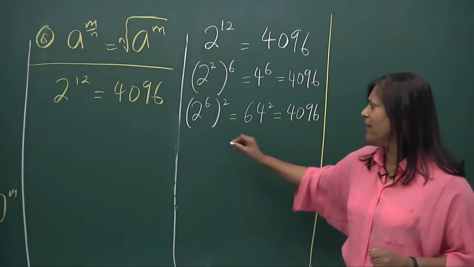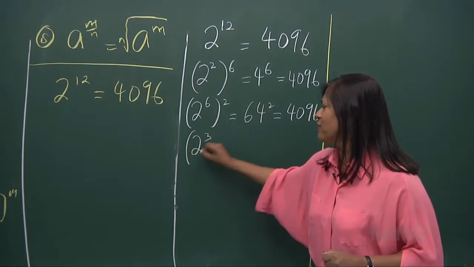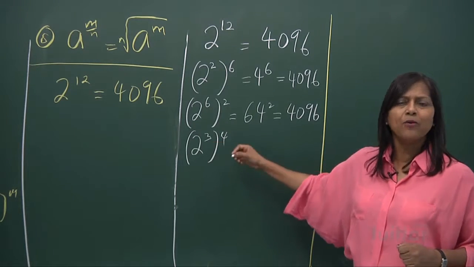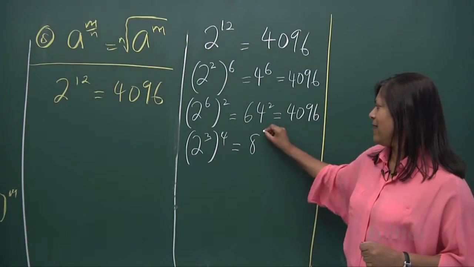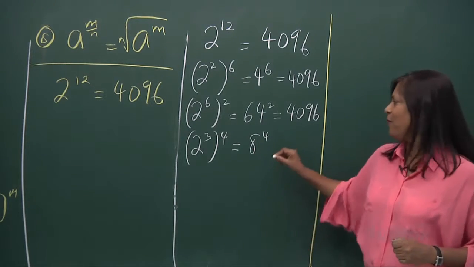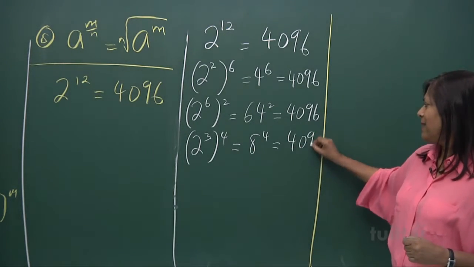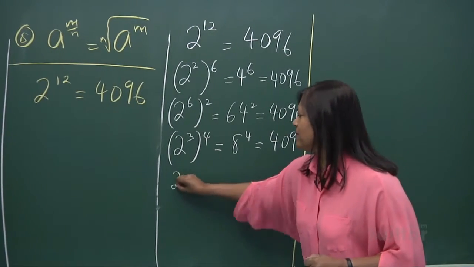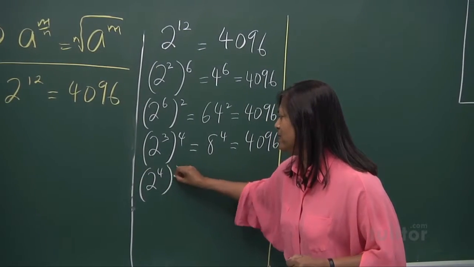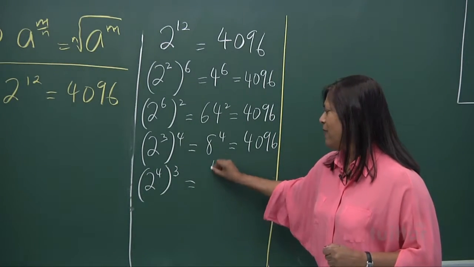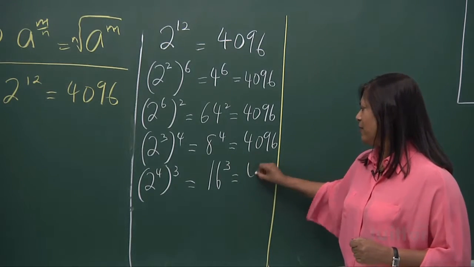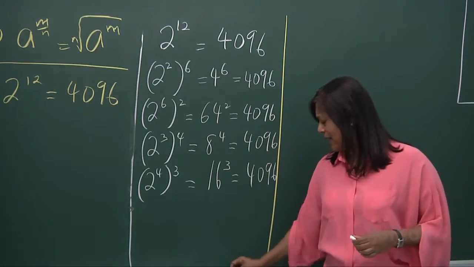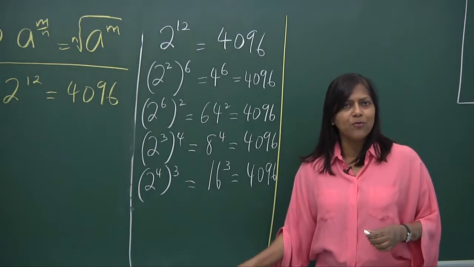Let's go a little further. 12 is also made of 3 times 4, isn't it? So 2 cubed, 2 to the power of 3 is 8. 8 to the power of 4 is 4096. Look at it, 4096 is made of these numbers. And we can also say 4 times 3 is 12, and 2 to the power of 4 is 16. 16 cubed is 4096.